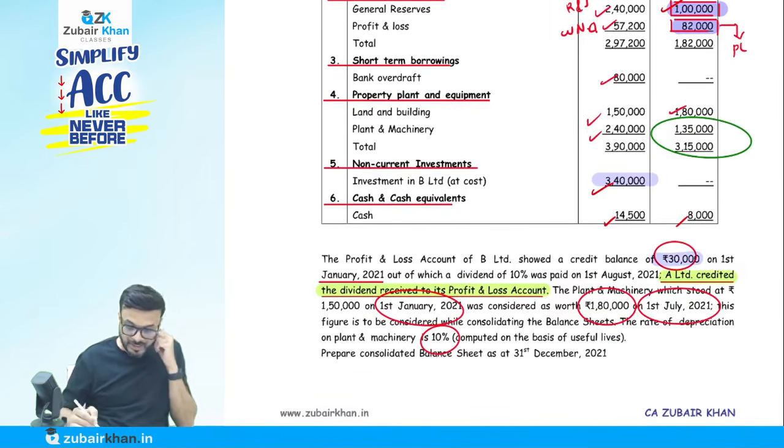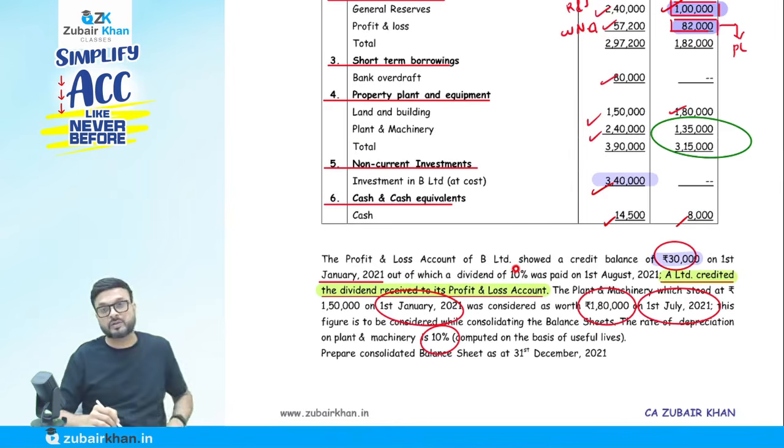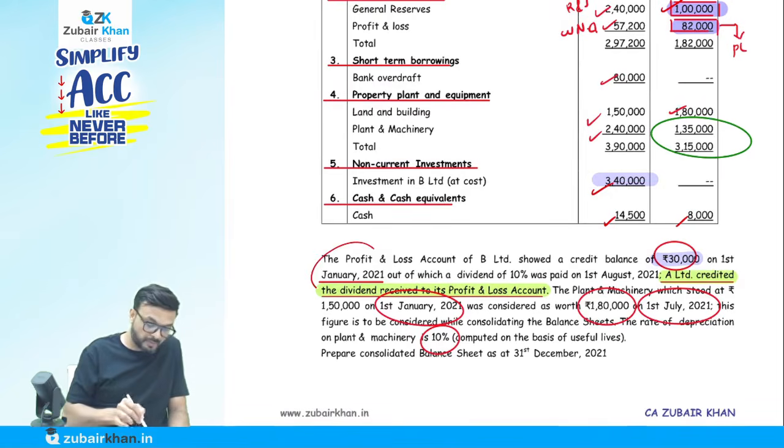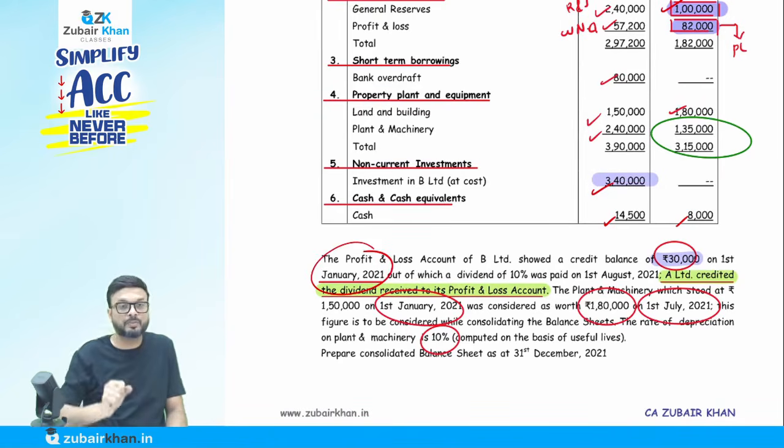They say that A Limited credited the dividend received to its P&L account. Now read this first. The profit and loss account of B Limited, meaning the subsidiary company, shows a credit balance of rupees 30,000 on 1st of January 2021, out of which a dividend of 10% was paid on 1st of August. The date of acquisition is 1st of July. So they are paying on 1st of August, that's okay. But from which profit are they giving? From the opening profit, that is 1st January, from the opening profit they are giving.